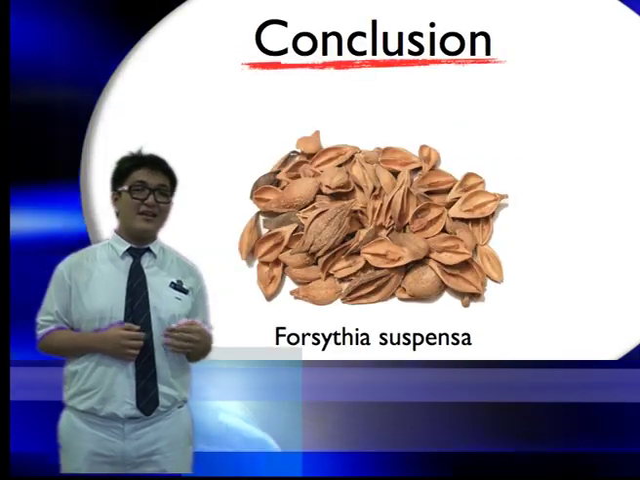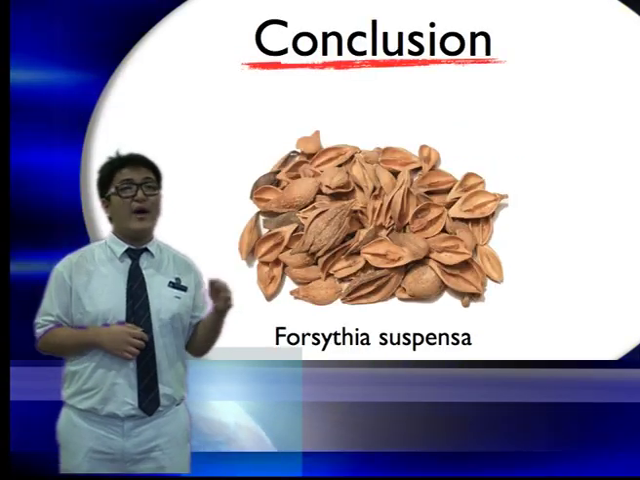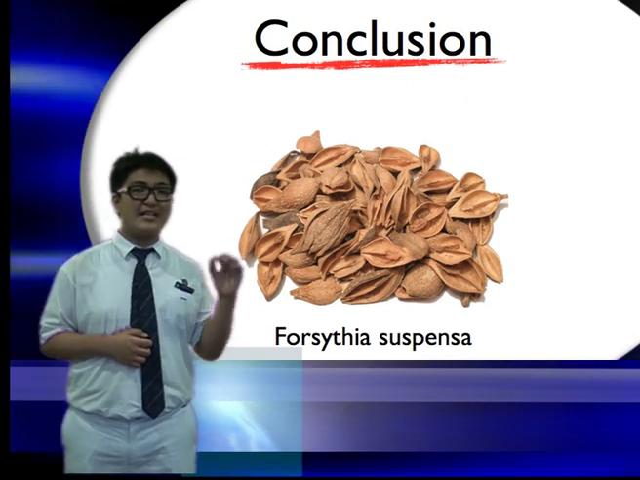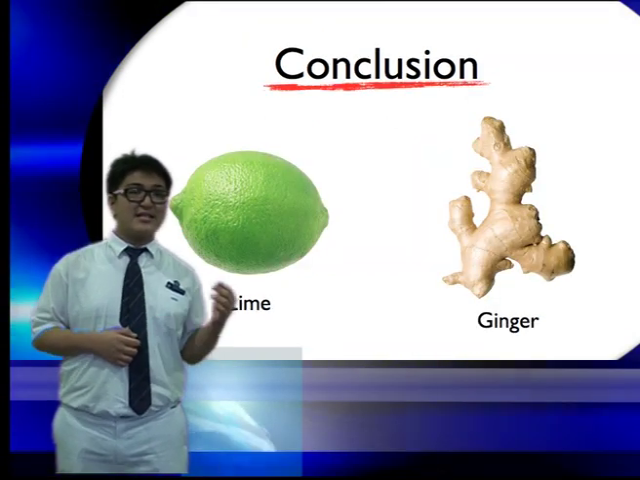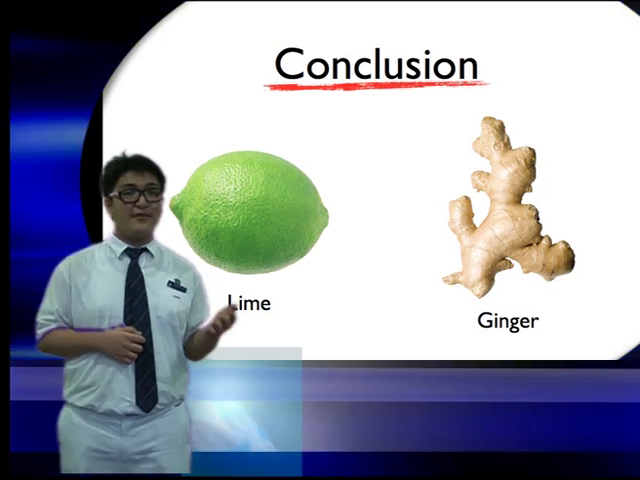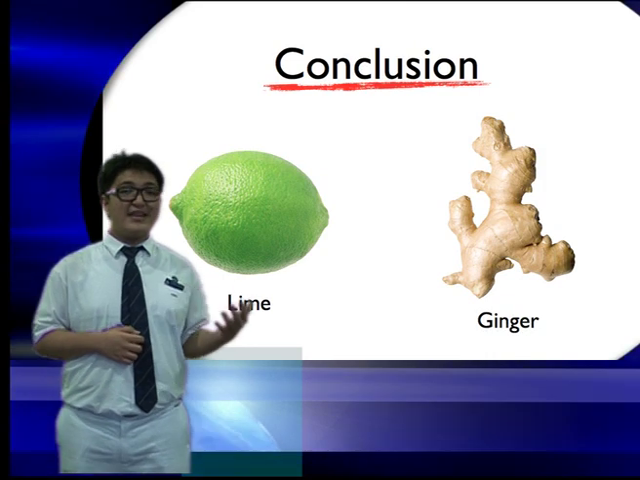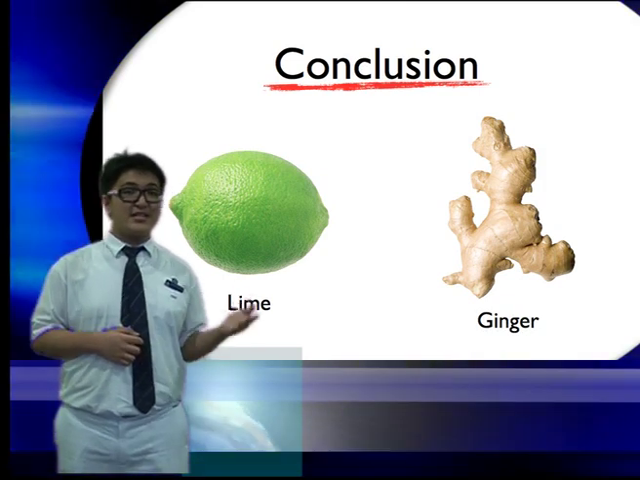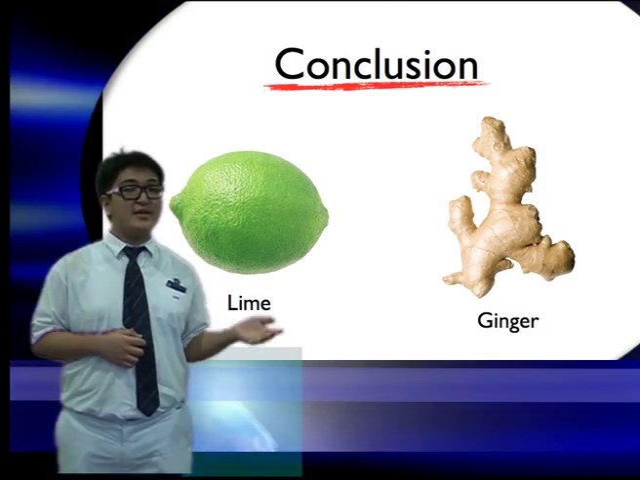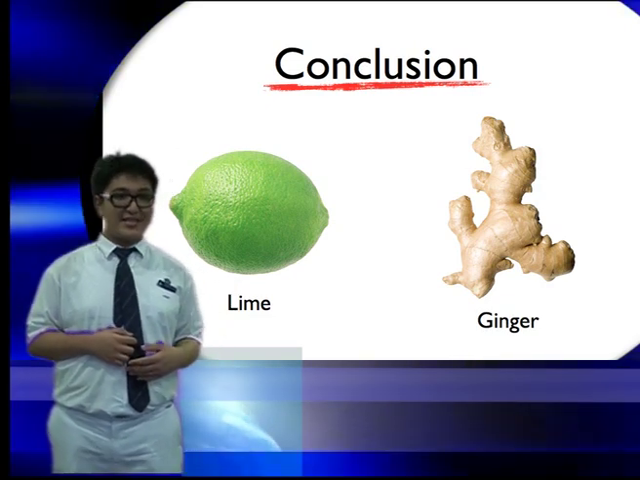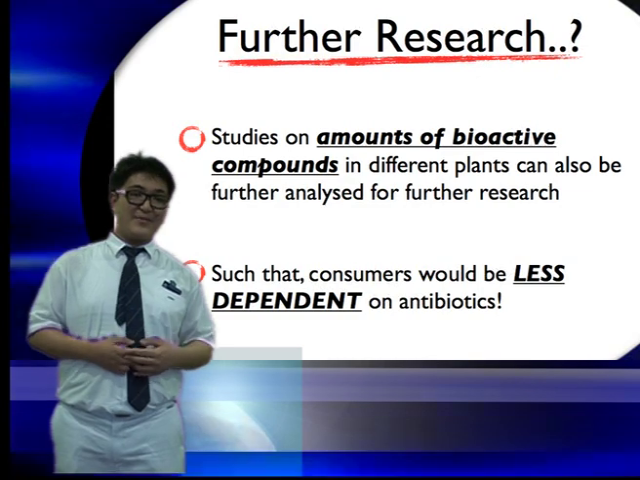In conclusion, Forsythia, which has been used widely in many traditional herbal concoctions, showed the best antibacterial results. Studies on amount of bioactive compounds in different plants can also be further analyzed for different research studies, such that consumers can have less dependence on antibiotics.